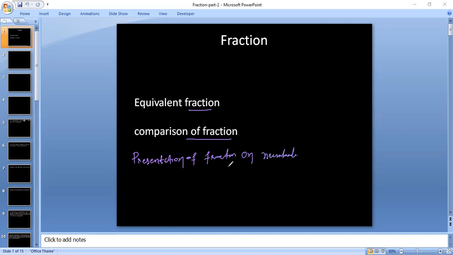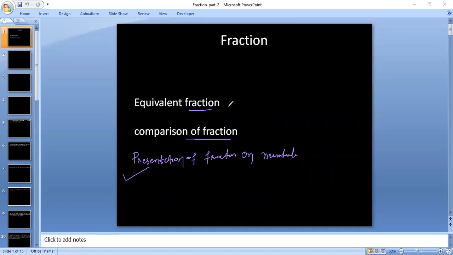In the first part of this video, we have already represented the proper fraction on the number line. In this video, we will represent mixed fractions or improper fractions on the number line. So these are the three topics I will start now.